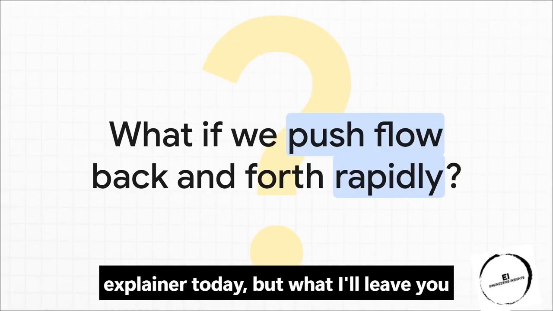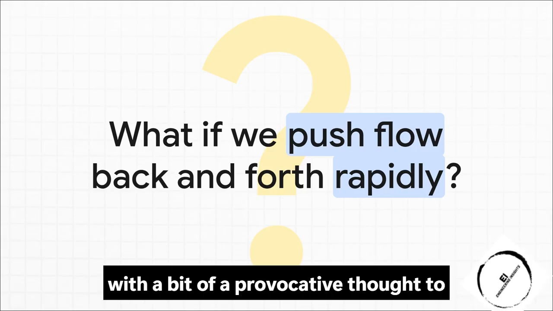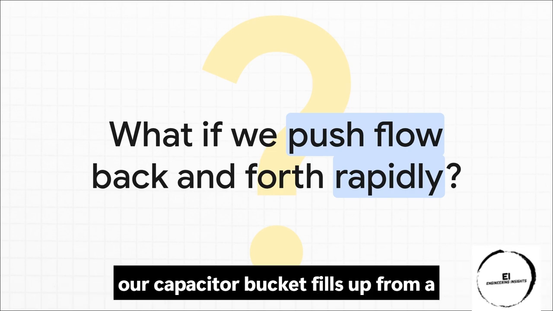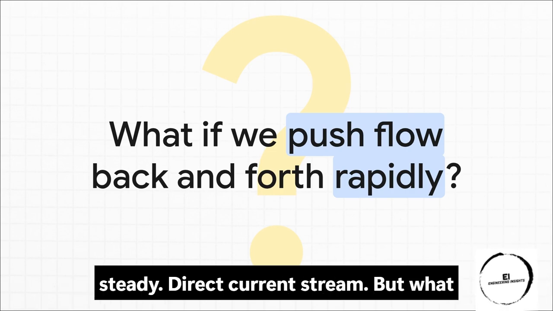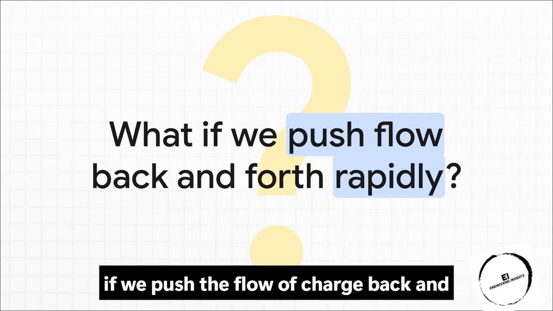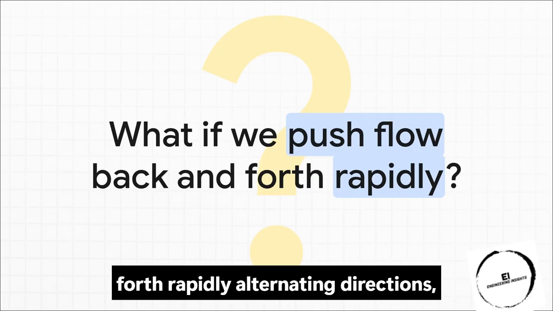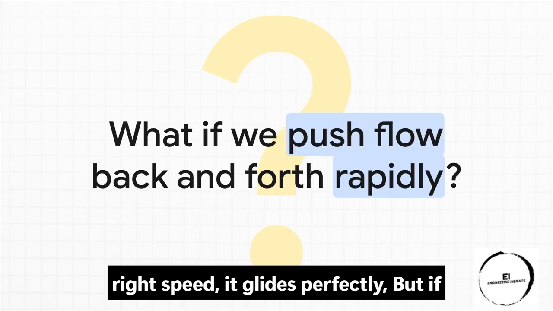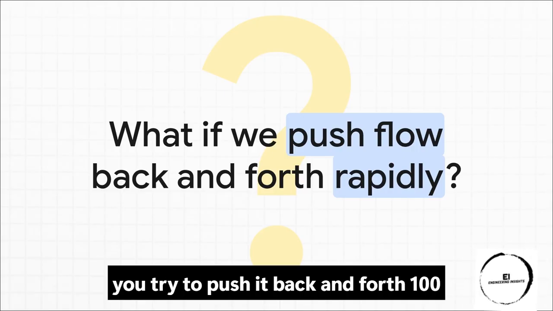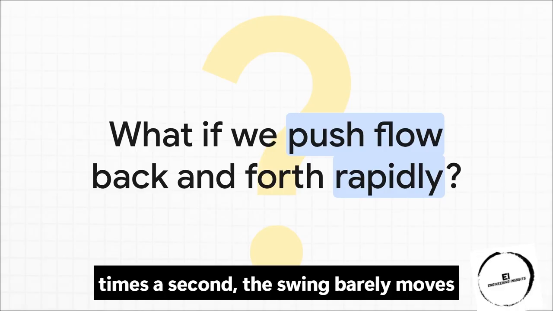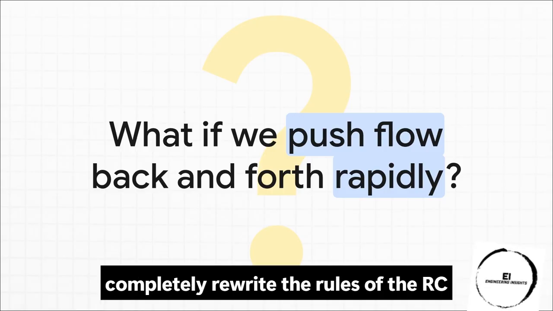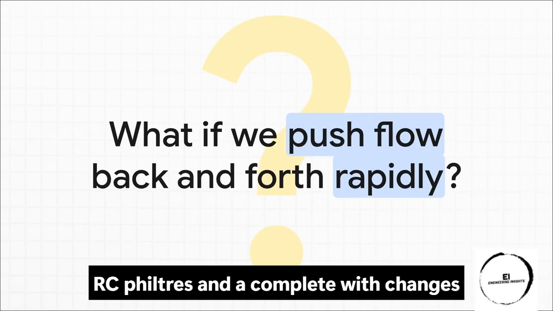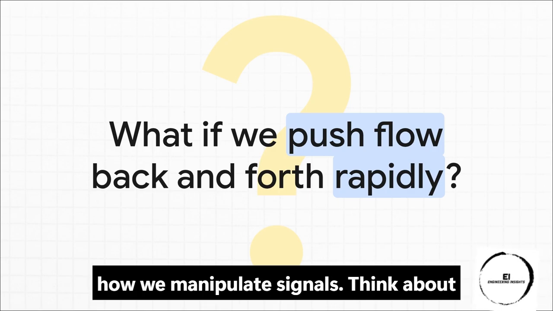So, we've covered some absolutely crucial fundamentals in this explainer today, but I want to leave you with a bit of a provocative thought to chew on. We now completely understand how our capacitor bucket fills up from a steady direct current stream. But what happens if the source isn't steady? What if we push the flow of charge back and forth rapidly, alternating directions, kind of like someone pushing a kid on a swing? If you push a swing at just the right speed, it glides perfectly. But if you try to push it back and forth 100 times a second, the swing barely moves at all. So how does changing the frequency completely rewrite the rules of the RC circuit we just learned? Well, that exact question unlocks the fascinating world of RC filters, and it completely changes how we manipulate signals. Think about that and keep exploring.